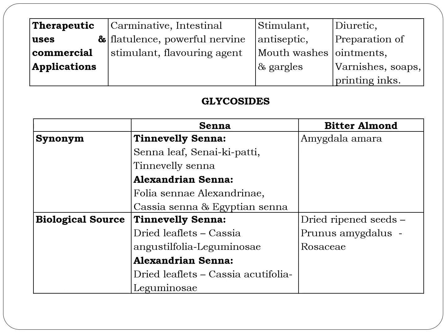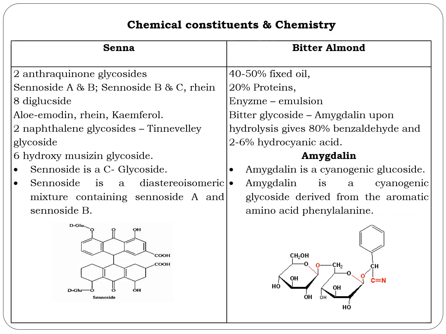Bitter almond is commonly called Amygdala amara. It is the dried ripened seeds of Prunus amygdalus belonging to the family Rosaceae. Let us see the chemical constituents and chemistry of senna and bitter almond.